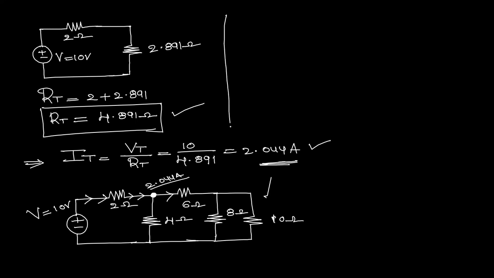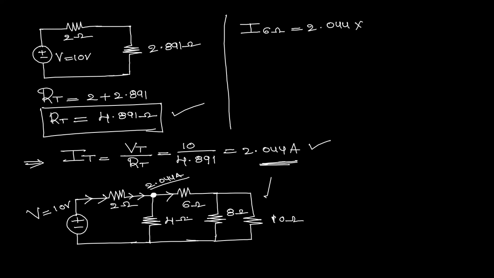Now what is the current division rule formula? So, current division rule, I am directly writing here. We require the current flowing through 6 ohms. Here the current flowing through 6 ohms is equal to, by using the current division formula, total current, that is the total current available at junction point 1, which is 2.044, into opposite resistance.